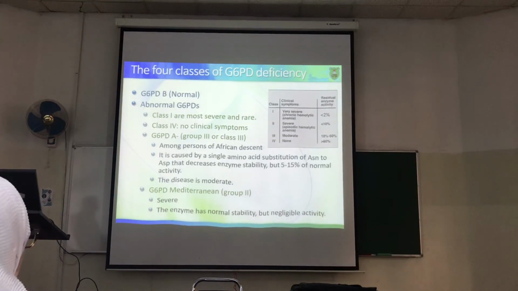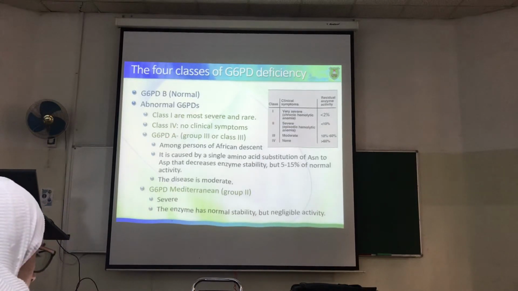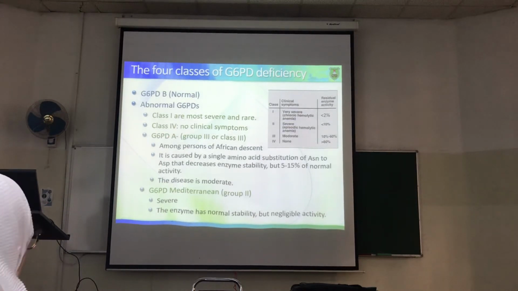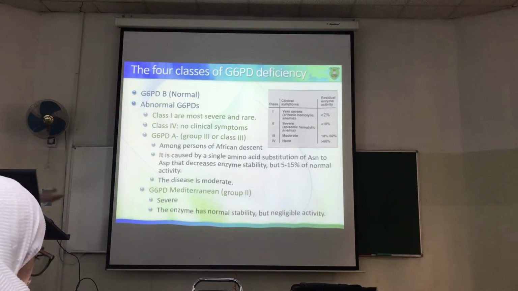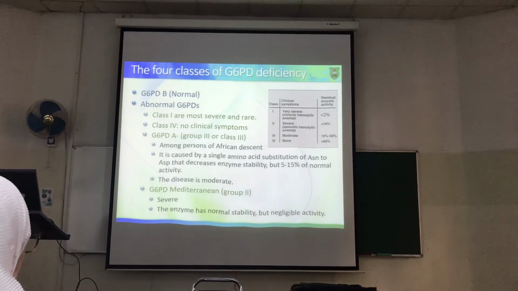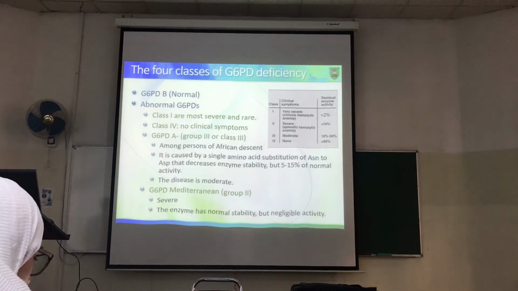Now, there is G6PD-A negative, and this is more common among Africans. So if you go to America, you will see that these Black African Americans have this type of mutation more commonly than white people.